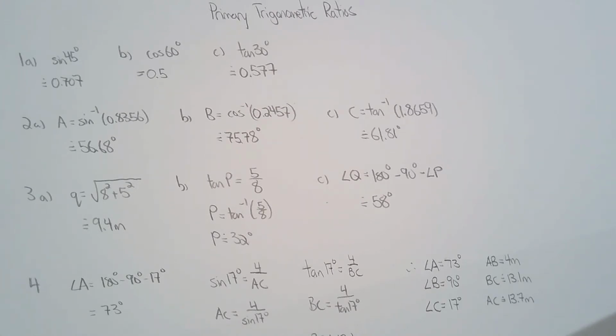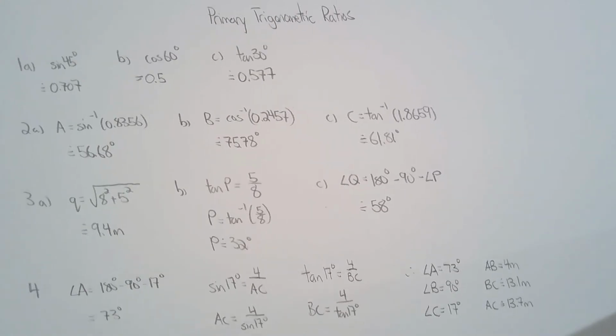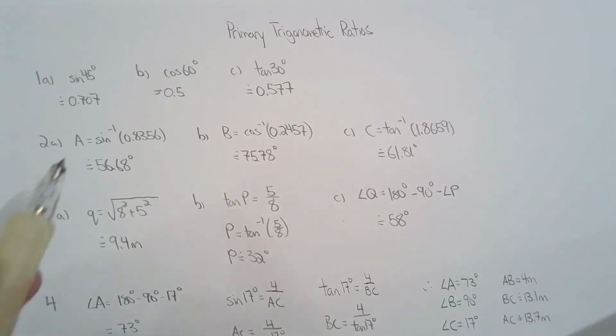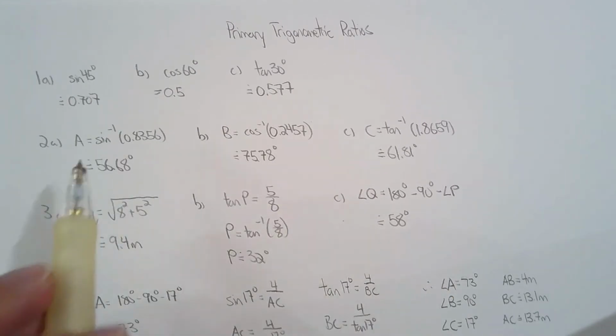For question 2, they give you the ratio and your job is to solve for the angle. Just be careful. Just use the correct trig function. So use inverse sine, inverse cos, inverse tan.